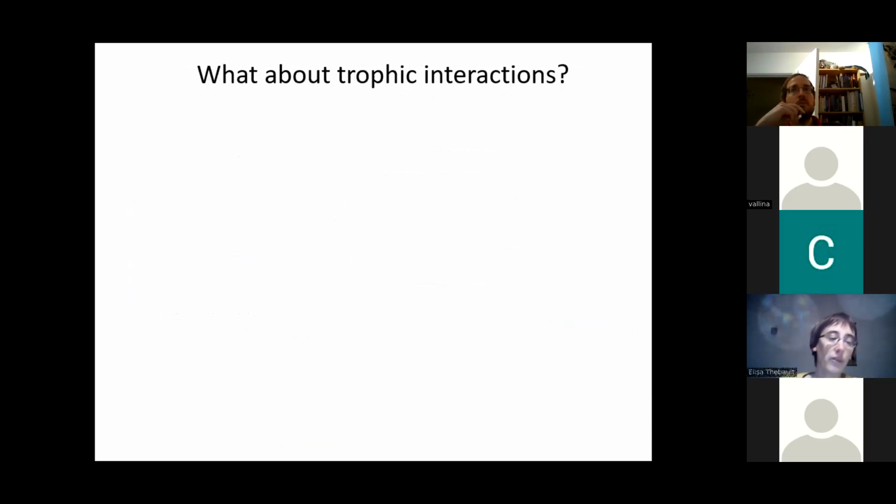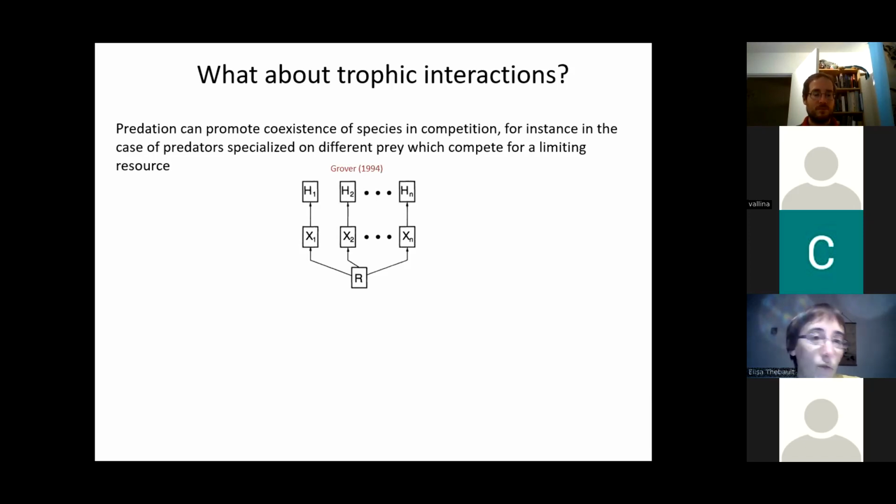Most of the theoretical ecology on this topic of groups of similar species has really focused on competition, with models of competition for resources, such as the Lotka-Volterra competition model. But we can ask whether these patterns can also be found in food webs, where we also study trophic interactions. Indeed, we know that trophic interactions can strongly affect species coexistence, including coexistence of species in competition. For example, some works have shown that when predators are specialized on different prey, they can promote coexistence between different prey competing for one limiting resource.